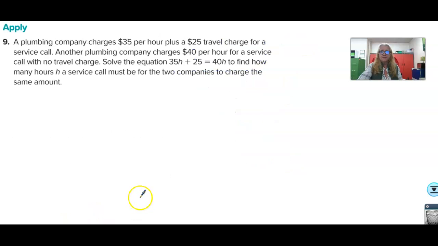Okay. Now this is a little bit more of a word problem, but still the equation is given to you right here. So all you had to do was kind of find the equation. It tells you a plumbing company is charging $35 per hour plus a $25 travel charge. Another company is charging $40 an hour. Solve the equation to find out how many hours H a service call must be for the two companies to charge the same amount. You're just basically solving for H.